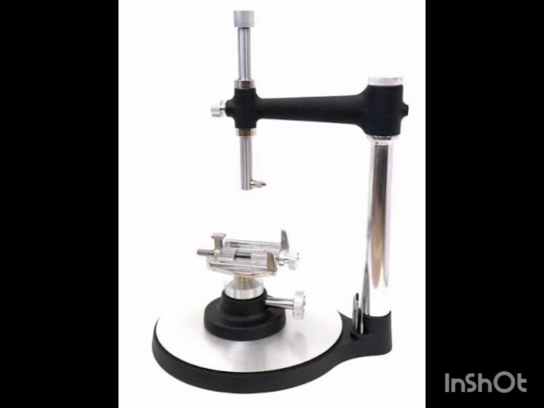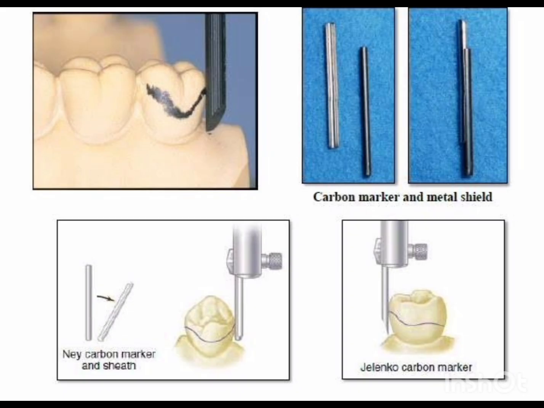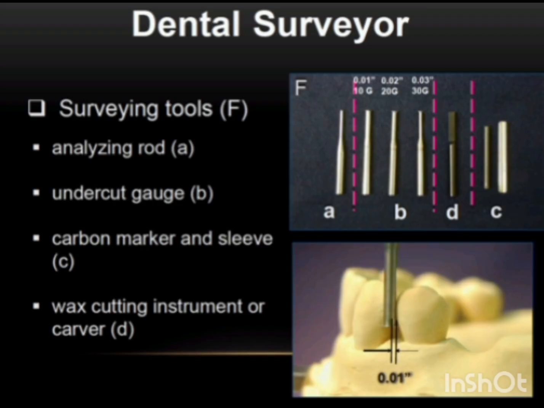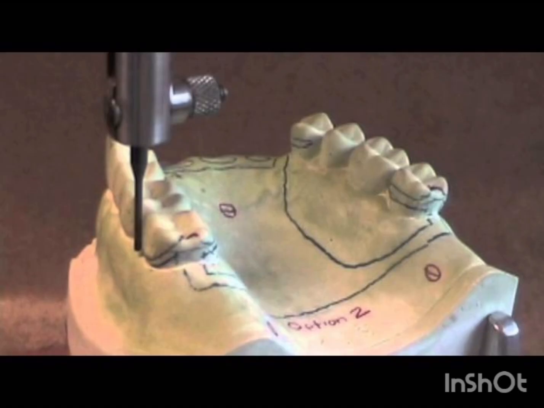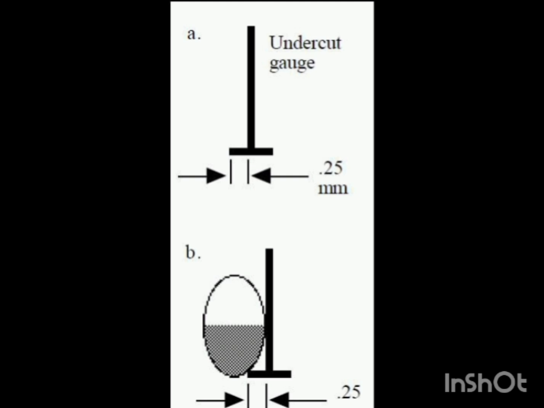One of the important questions that is asked regarding this topic is, what is a dental surveyor? As we have already discussed, it is a mechanical instrument used to determine the relative parallelism of surfaces on the dental cast. What is the most commonly used surveyor? The Ney surveyor is most commonly used. Which instrument is used to locate the undercuts? The undercut gauges. And what is a survey line? A line marking the height of contour of the tooth.